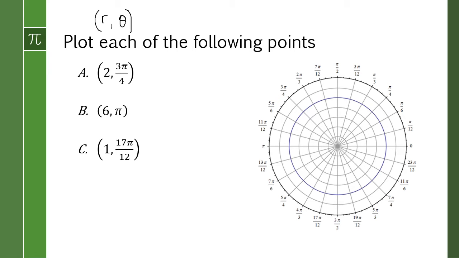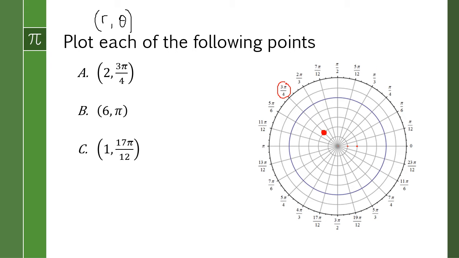So that means that I'm going to start at the center and go 2 units away from the origin. So I'm going to be on this second circle here at an angle of 3 pi over 4. So that is right there. So I'm going to be going 2 units away from the origin towards the angle 3 pi over 4. And there's the point that I would plot.